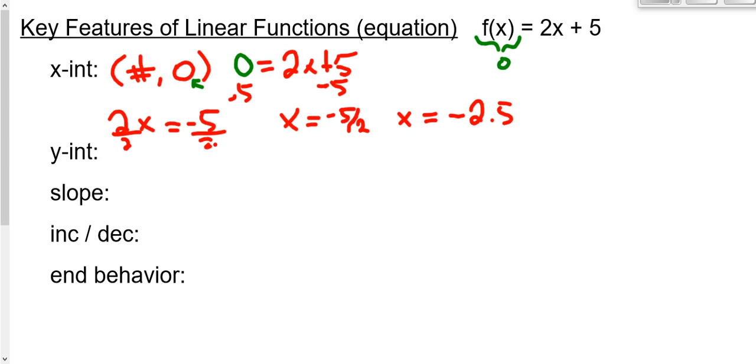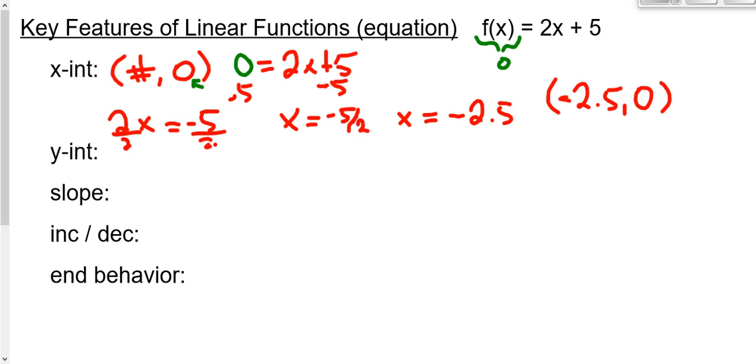So if I wanted to write that back in my coordinate pair, my x value is now negative 2.5, and my y value is still that number 0. That was what I get out when I plug in negative 2.5 for x. So that's how we find that x-intercept.